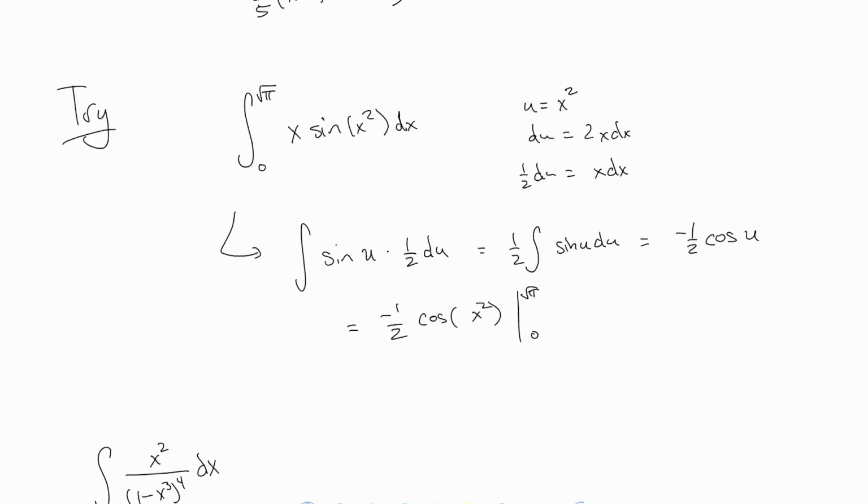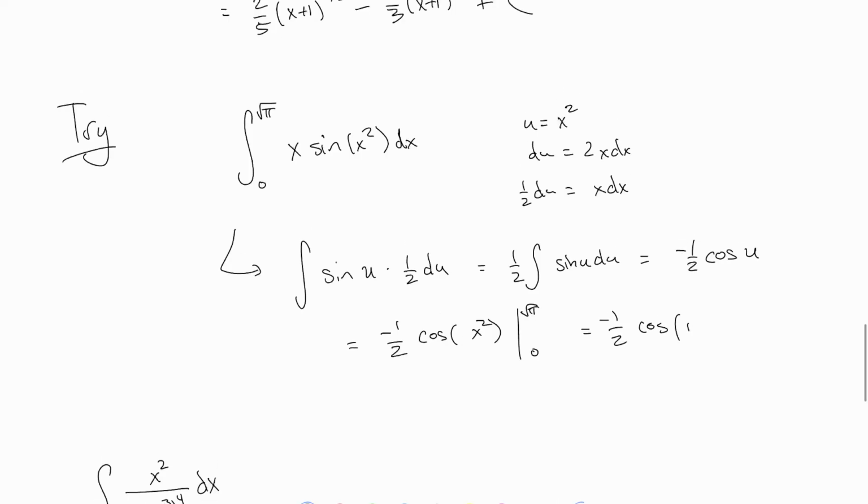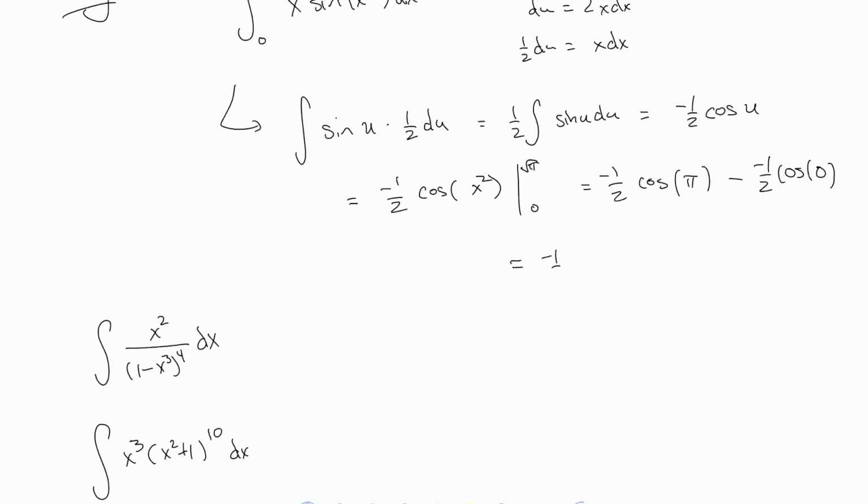Doing all right? And then we just plug them in. So this is negative 1/2 cosine of root pi squared, which is just pi. And then minus negative 1/2 cosine of 0. And then you can actually do these. Cosine of pi is -1. Cosine of 0 is 1. So this becomes negative 1/2 times -1. Minus, that's a minus and a minus, so I'll make it a plus, 1/2 times 1. Those are both plus 1/2, and they add up to 1. All right? That's what I got. 1. Any thoughts about that one?